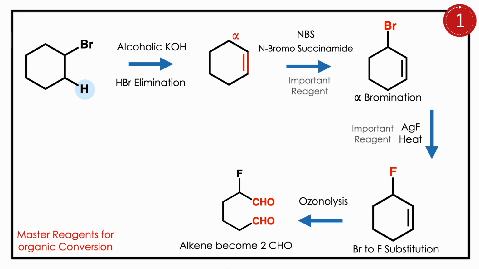Then you are using N-bromosuccinimide. N-bromosuccinimide promotes alpha bromination, meaning bromine forms near the alkene. Then if you use silver fluoride, the conversion can introduce the fluorine. It's an important reagent for conversion of one halide into another halide.